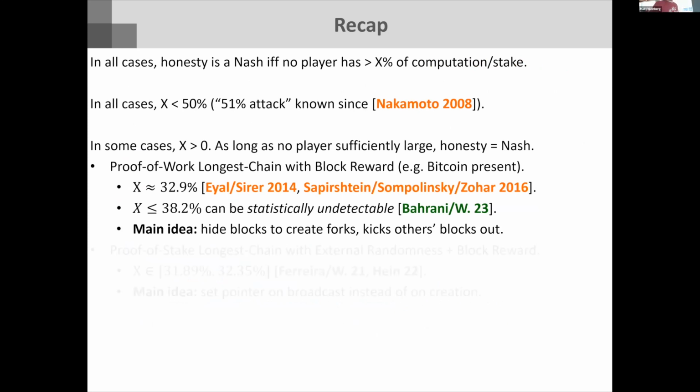Okay, cool. To wrap up, the lens I like to use is to look at the consensus protocol and ask: how big does at least one player need to be in order for it not to be a Nash equilibrium to follow the protocol? And I mentioned selfish mining. Through this lens, selfish mining says it's less than 50, but it's big. And I mentioned this work with Miriam about how you can do it statistically undetectably.